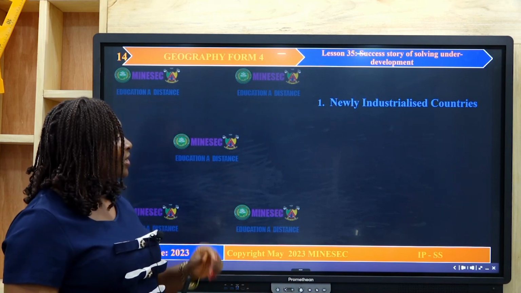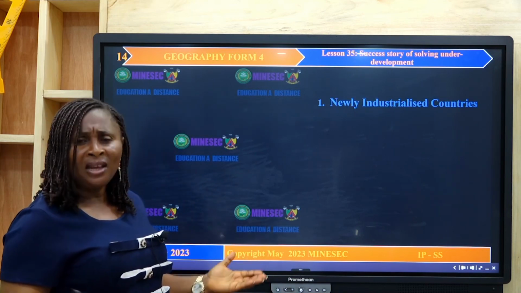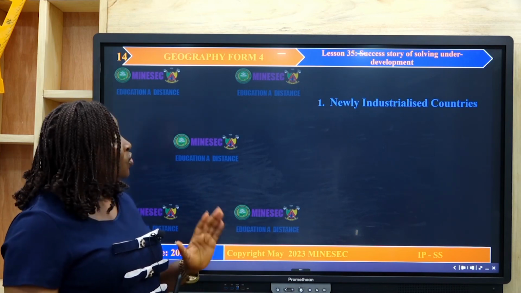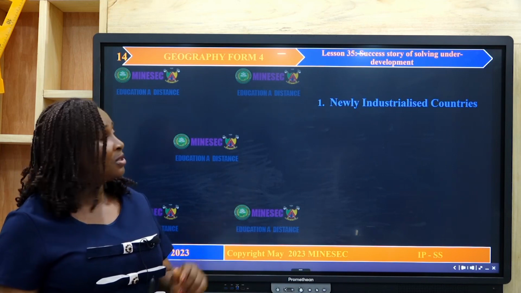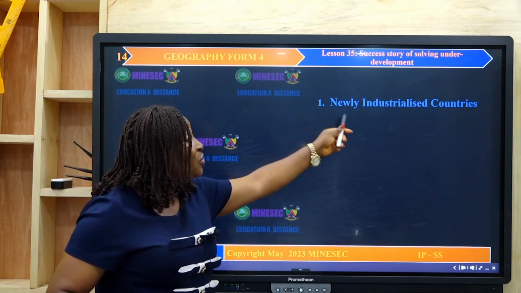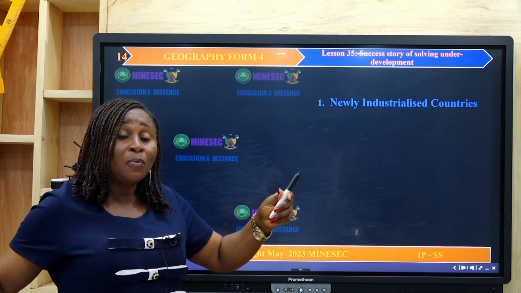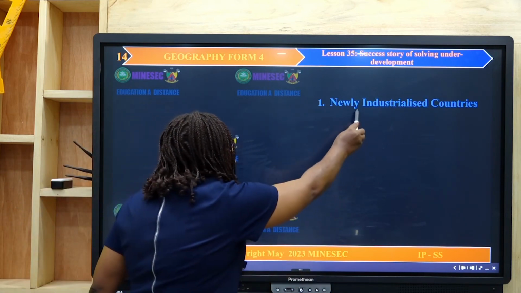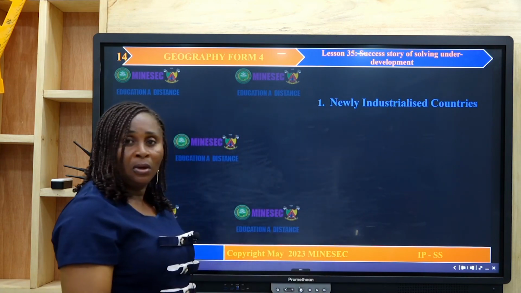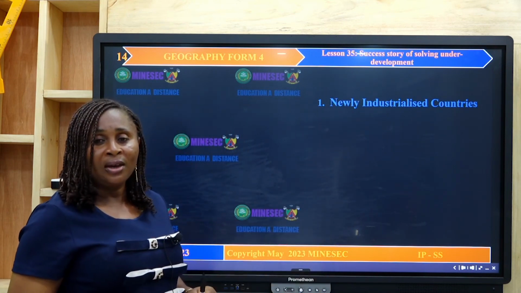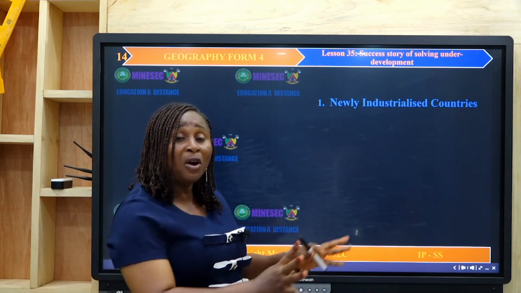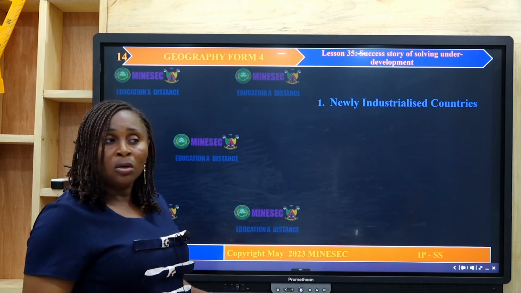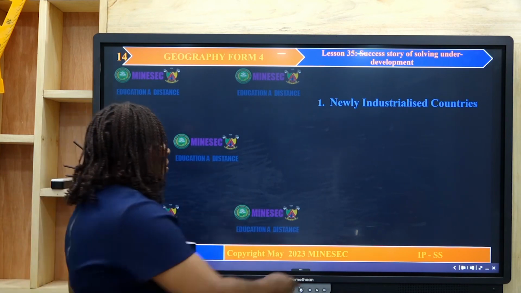Now, newly industrialized countries, who are they? Or what are they? Newly industrialized countries. New, which means that they are coming from somewhere and they are just new into what? Into industrialization. Put it in a simple way: countries that have come out of poverty and they are beginning to do what? To develop or to grow in the industrial sector.